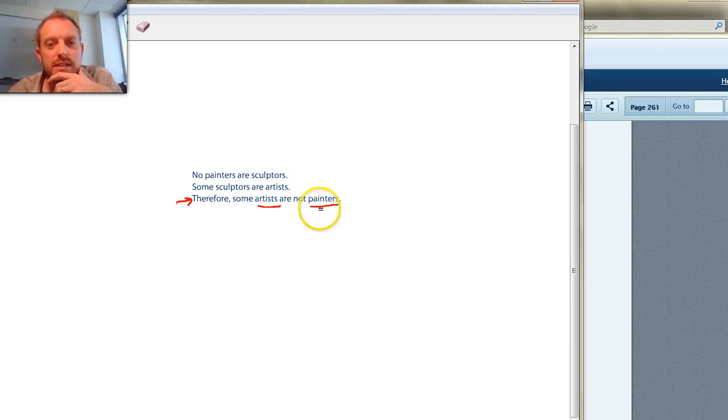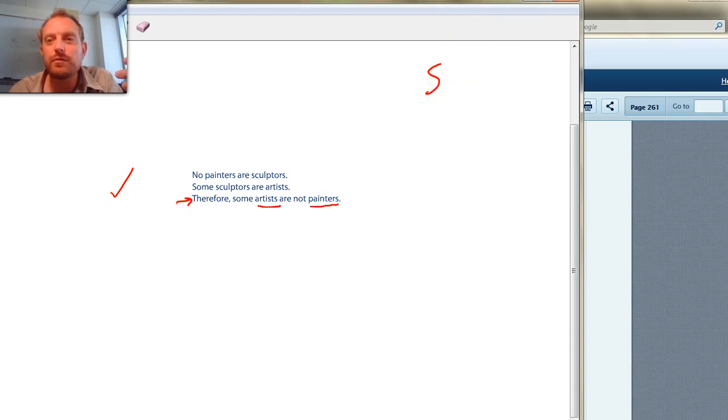So let's take a look. Does painters occur in the major premise? No painters are sculptors, that's right. And does the minor term occur in the minor premise? Some sculptors are artists, so it does. So this is in standard form, okay, good, which means we can now begin our analysis.